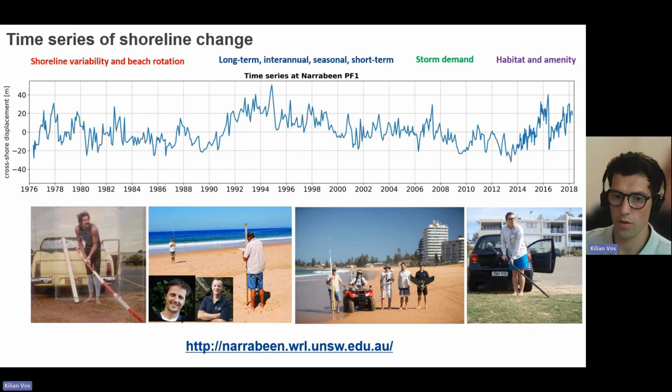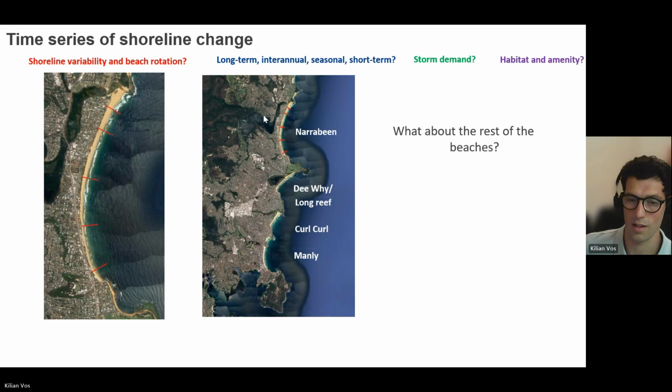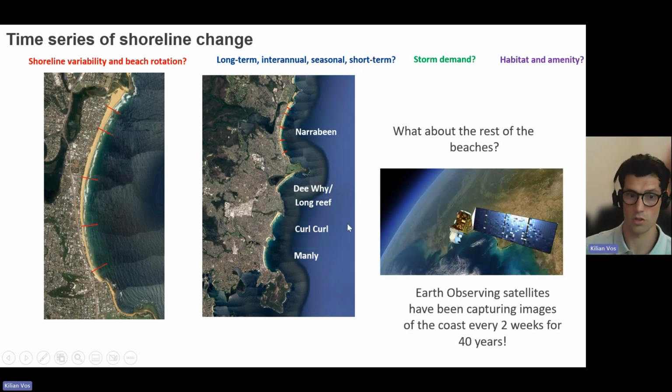So what do we do with the remaining 99.99999% of beaches that don't have in situ coverage? So one option that I'm talking about here is using Earth observing satellites. So these satellites have been orbiting the Earth since the early 80s, and they take an image of the same point on Earth every 2 weeks, including the coastline. However, the challenge with this imagery is that it's quite coarse, so it's medium resolution satellite imagery at 30 meters per pixel, and more recently it's gone down to 10.